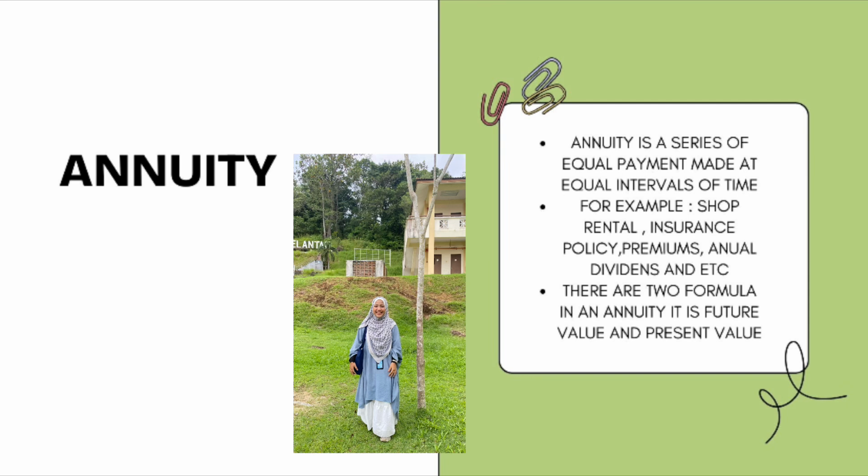Annuity is a series of equal payments made at equal intervals of time. For example, shop rental, insurance policy premiums, annual dividends, and many more. There are two formulas in annuity. They are future value and present value.